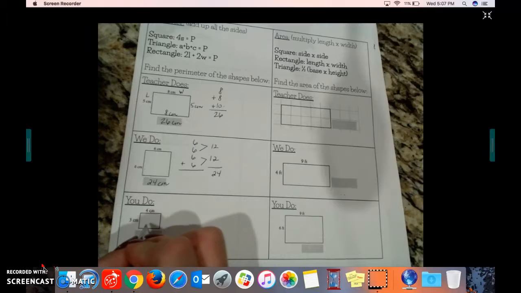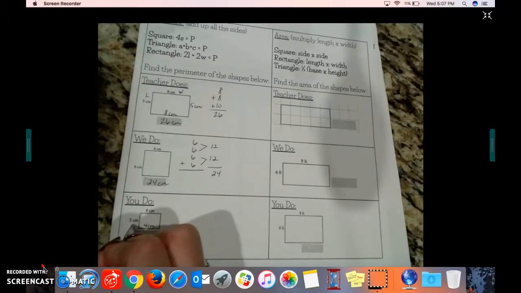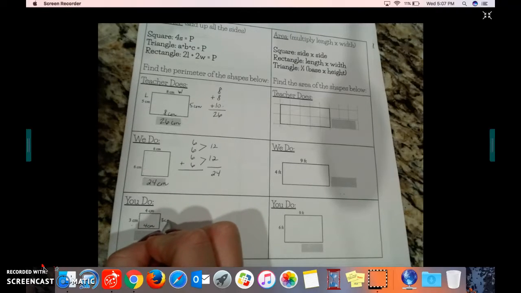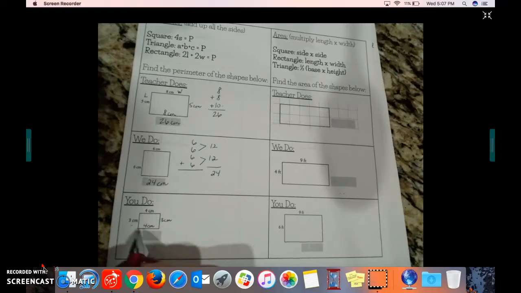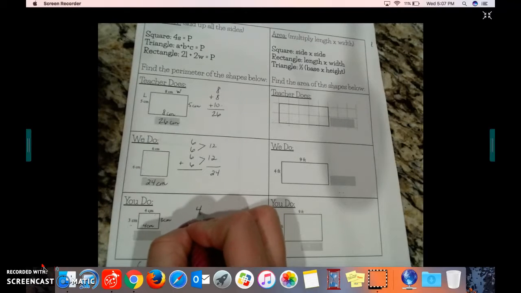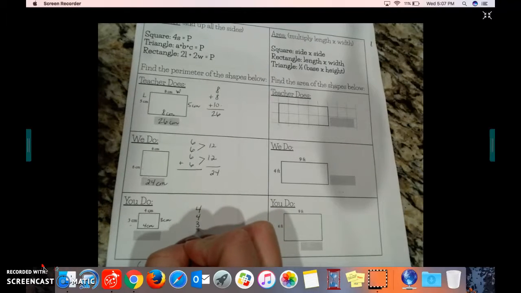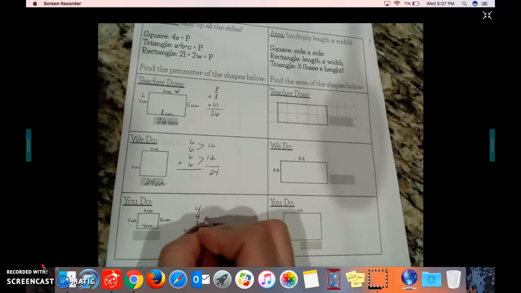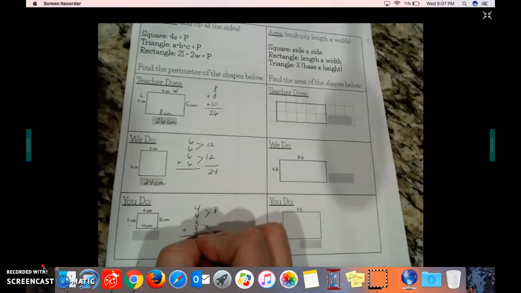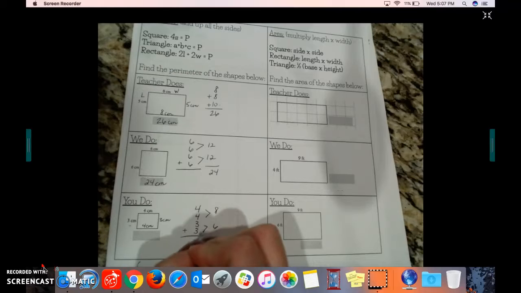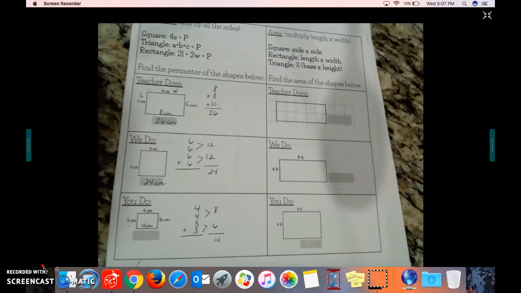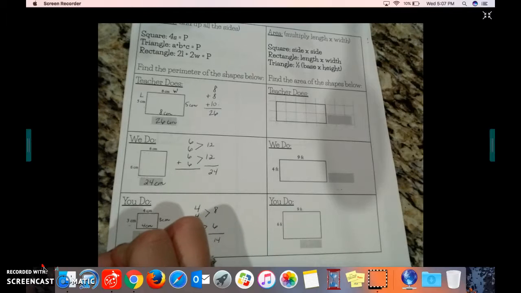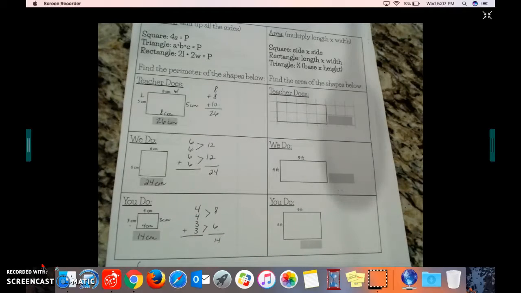So I know this side's 4. That means this side's 4. I know this side's 3. This side's 3. Okay? So I could do 2 times 3 plus 2 times 4, or I'll just add it up. Okay? So I do 4, 4, 3, 3. I know that 4 plus 4 is 8. 3 plus 3 is 6. 8 plus 6 is 14. Okay? So this is 14 centimeters.